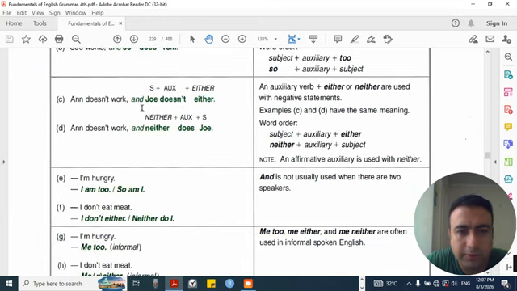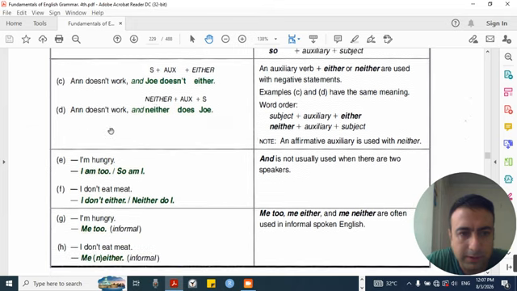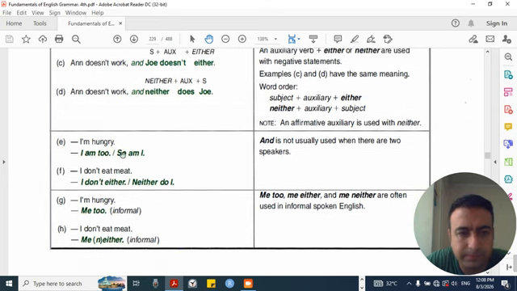C. Ann doesn't work, and Joe doesn't either. Subject plus auxiliary plus either. D. Ann doesn't work, and neither does Joe. Neither plus auxiliary plus subject. An auxiliary verb plus either or neither is used with negative statements. Examples C and D have the same meaning. Word order: subject plus auxiliary plus either. Neither plus auxiliary plus subject. Note: an affirmative auxiliary is used with neither.